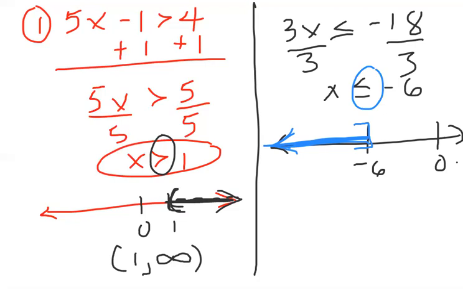If we wanted to write this one in interval notation, we would start on the left with the negative infinity and continue all the way to the right up to negative 6, which would close in with a bracket. 2 more examples, guys, and I'll be done.